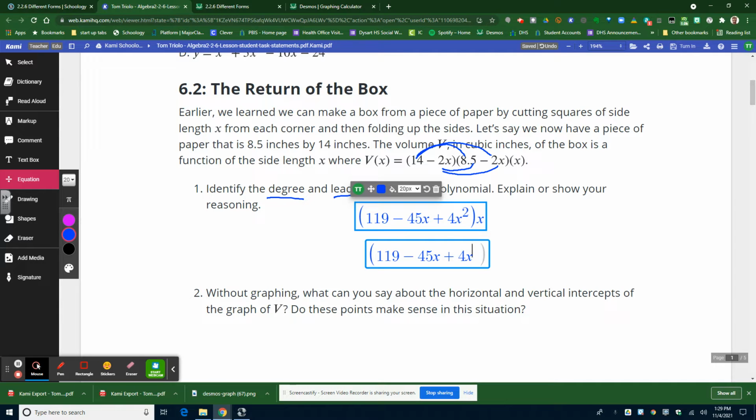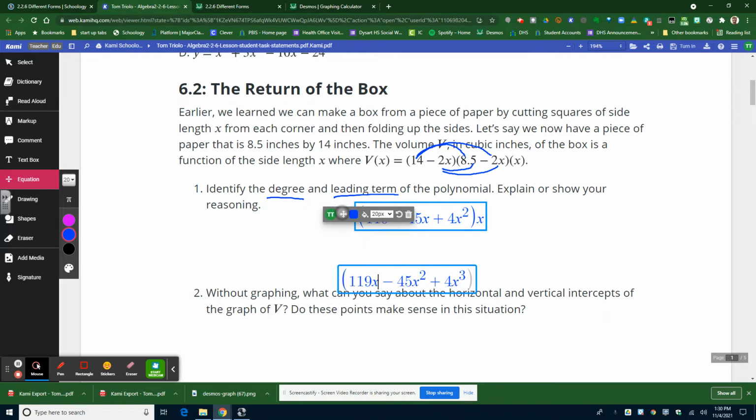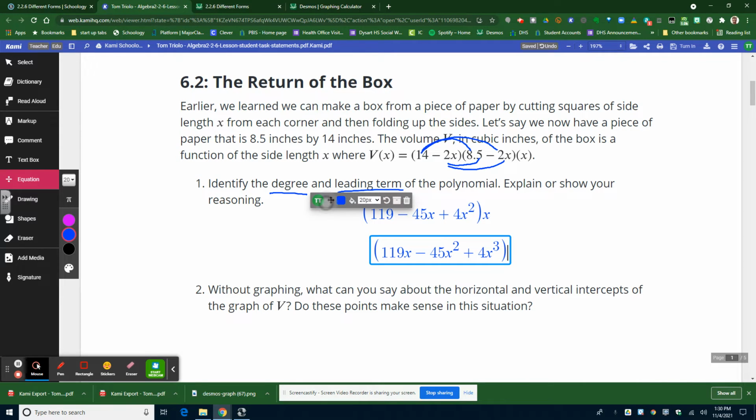Okay. As I went around, most people did a pretty good job with this. Some of you missed a sign. Some of you missed an exponent. So just be a little bit more thorough. All right. So leading term is the one in the front, right? No. The leading term is the one with the highest degree.